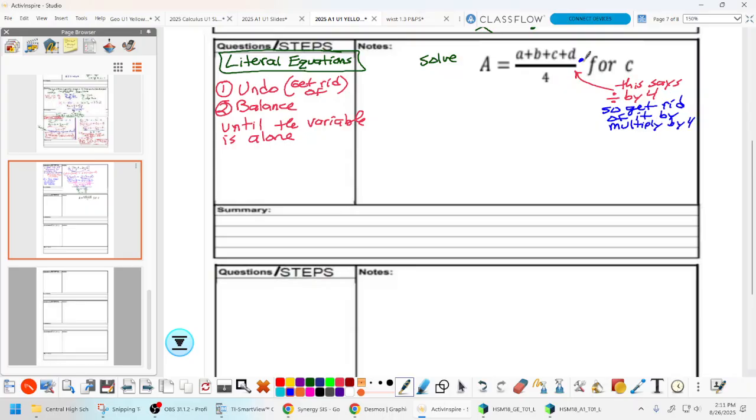Okay, so we're just going to stick times 4 right there. Can I just do it on one side? Does this just say undo? No, we also have to balance, okay? So we also need to multiply by 4 on the other side. And our new equation looks like this. 4a equals little a plus b plus c plus d.